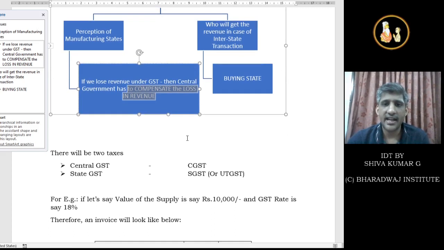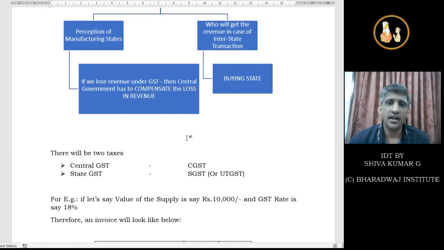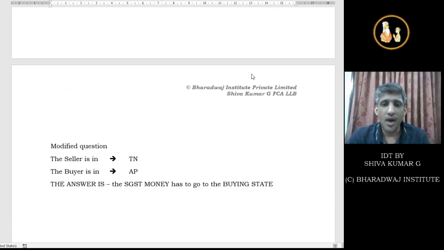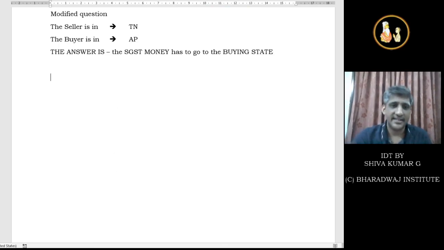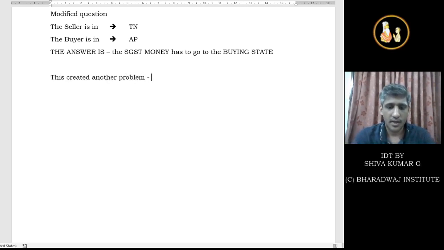In season 3, who is the hero and the villain? The hero and the villain for season 3 is who will get the revenue in case of an interstate transaction. What was the decision taken? The buying state. Now, once you say the money has to go to the buying state, this created another problem, or rather a nightmare.